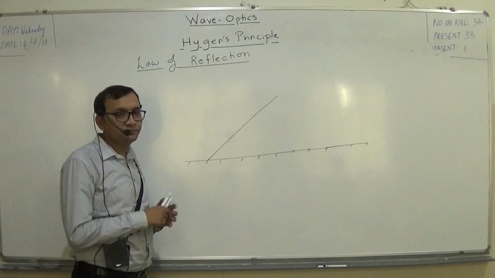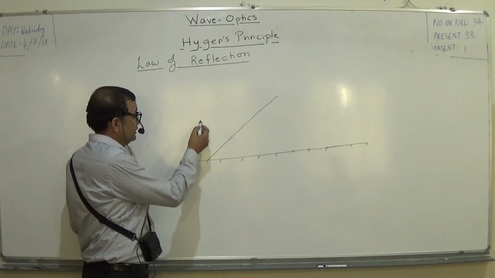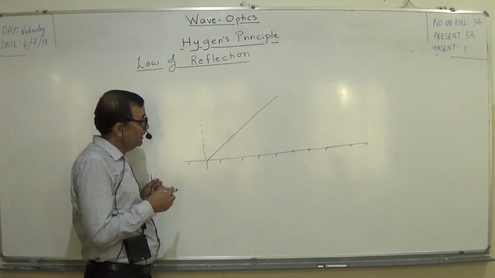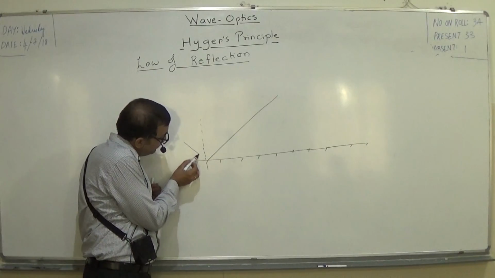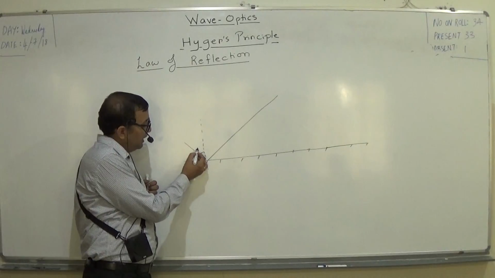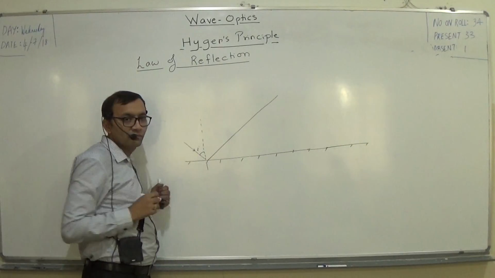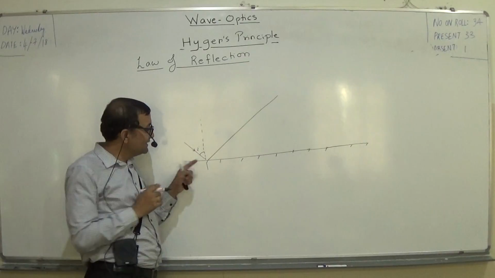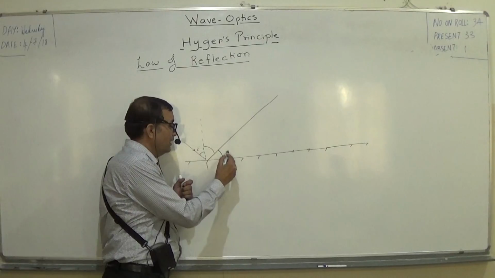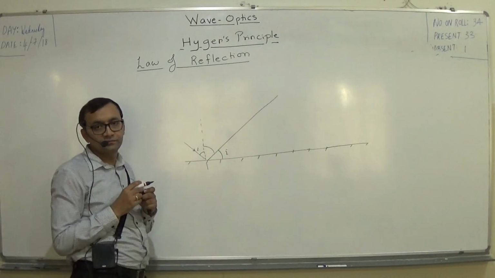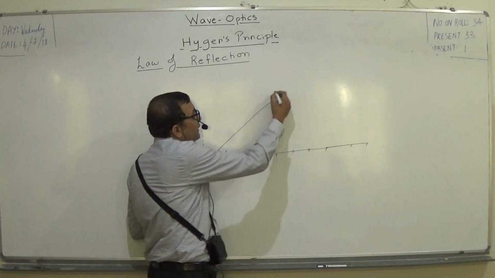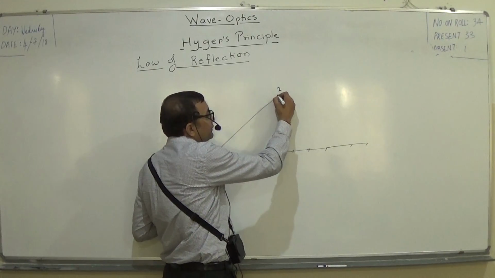Where is the normal here? This is the normal. And where is the incident ray? The incident ray is the direction of velocity, which is perpendicular to the wavefront. Getting it? So this is incident angle I. If this is I, this angle will be 90 minus I, and this will be I. So this is the incident angle. Let's say this is point number 1 and this is point number 2.